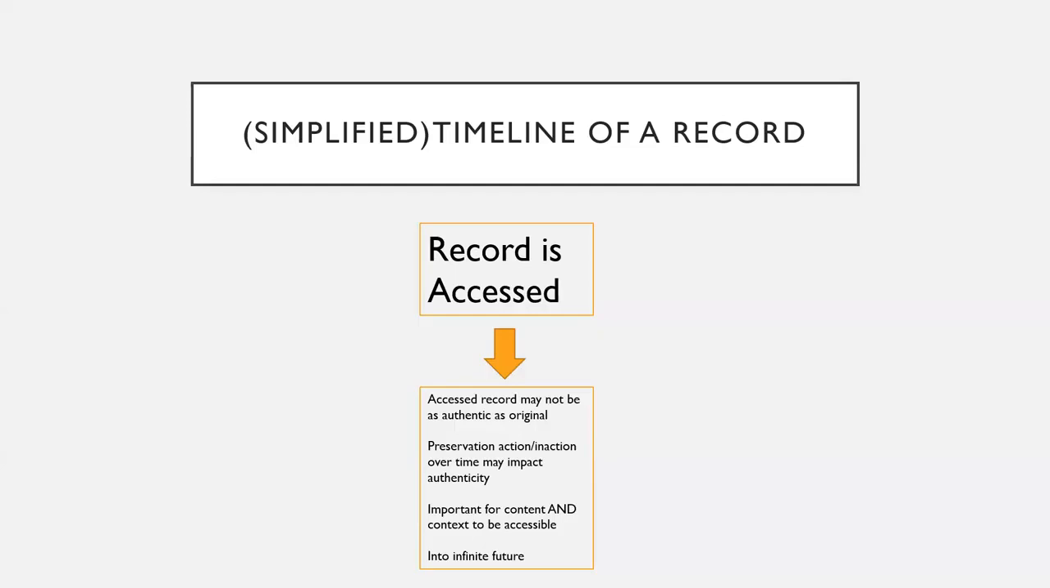So again, these are just some general stages in a simplified lifetime of the record. Obviously, some of these overlap, so storage and access are going to overlap. Before the record is brought into an archive, use and storage may overlap, as I noted. There may be a situation where archivists appraise records before they are donated to an archive.